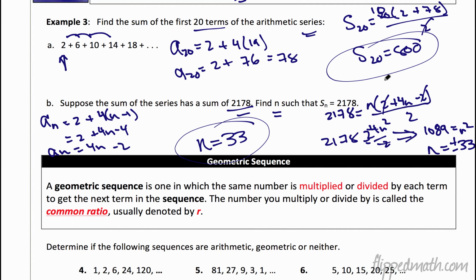I'm going to warn you a little bit though. When we get into this part right here, see how the 2's canceled? If it doesn't cancel, you distribute the n, you're going to be left with a quadratic.